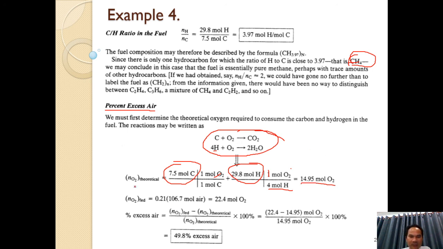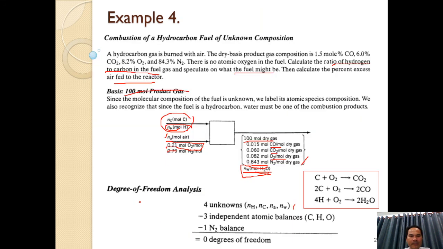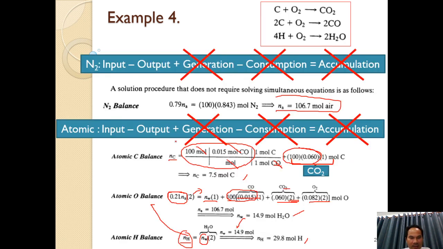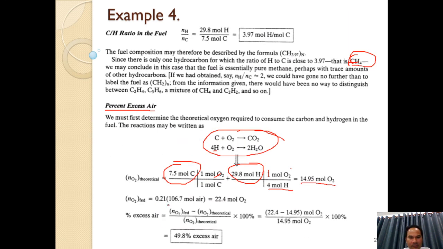And then you can calculate the feed oxygen. What is feed oxygen? Feed oxygen is 0.21 multiplied by Na. It is 22.4 mole oxygen. And then you can calculate percent excess from the oxygen feed and the oxygen required theoretically, and you can solve for percent excess: 49.8% excess.